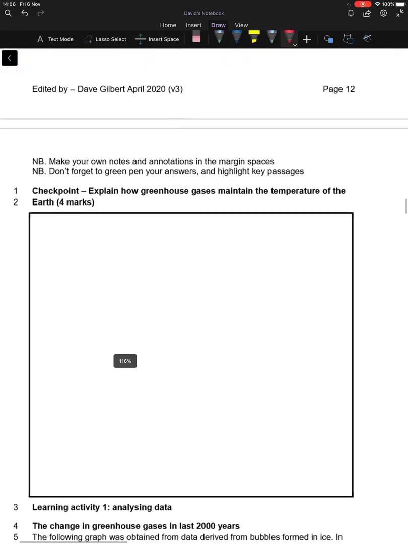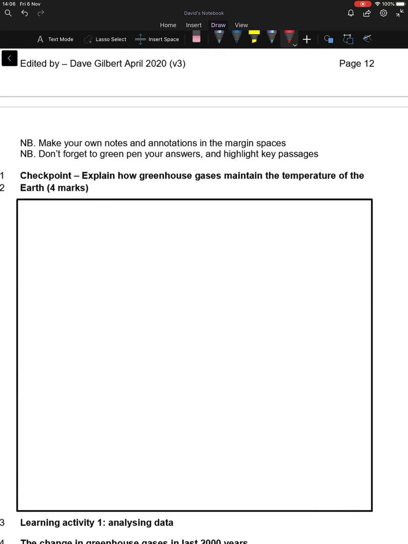I'd like to have a little look now at applying some of these ideas. So as you'll see, the question says, explain how greenhouse gases maintain the temperature of the Earth. Explain, when we're talking about an exam question, is asking you to describe what is happening, what happens, and why. So what happens to greenhouse gases and why to maintain the temperature of the Earth?